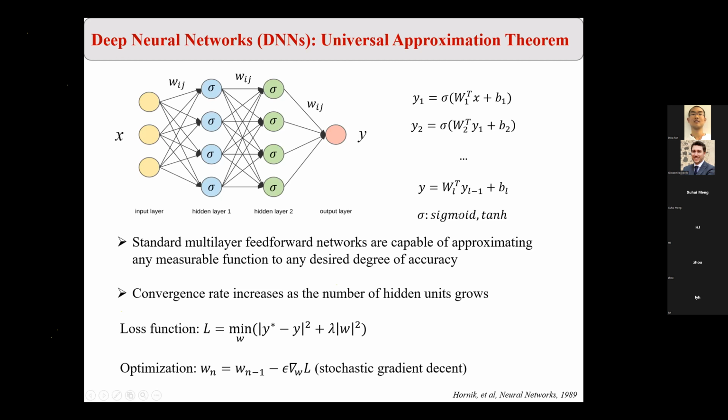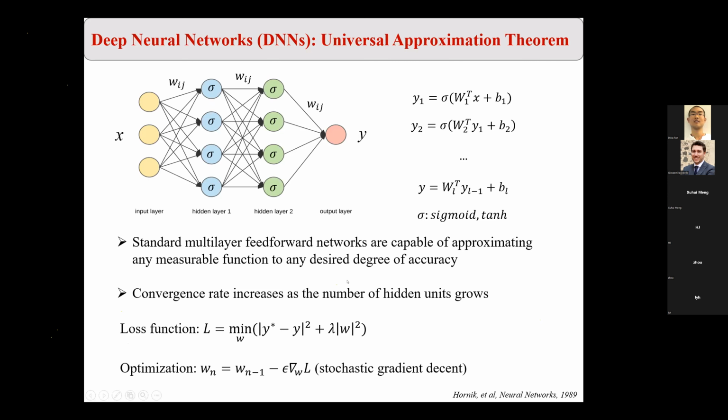These are two widely used nonlinear activation functions, sigmoid and tanh. And in this paper, the authors prove that DNNs with this kind of architecture are capable of approximating any measurable function to any desired degree of accuracy. And the convergence rate also changes with the number of neurons in the hidden layers.